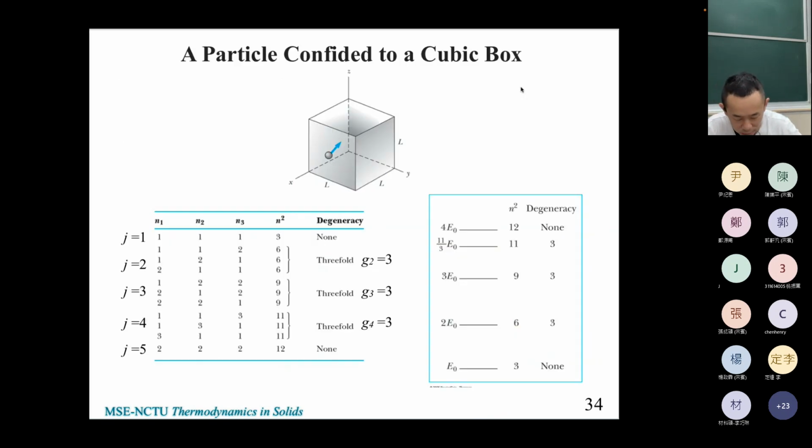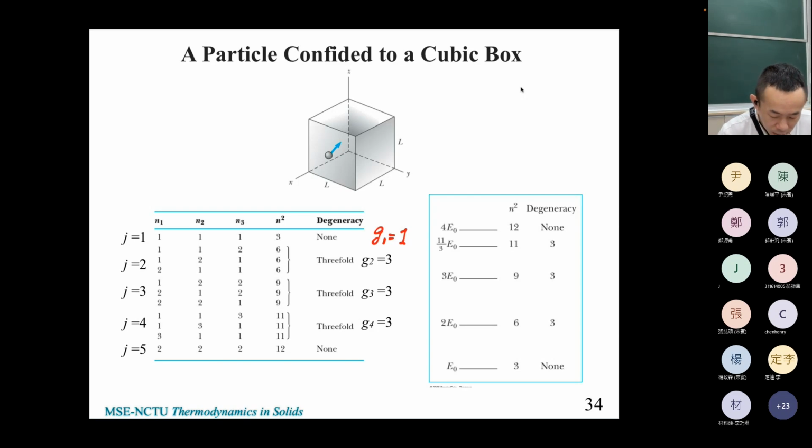energy 是不连续的。All right, so after that, we can specify this. We just did n1, n2, n3 equal to 111, which is j equal to 1, and the degeneracy is non-degenerate, but actually the degeneracy is 1, right? Because it is the lowest level. And the next level is 112, 121, 211, and the degeneracy is 3.